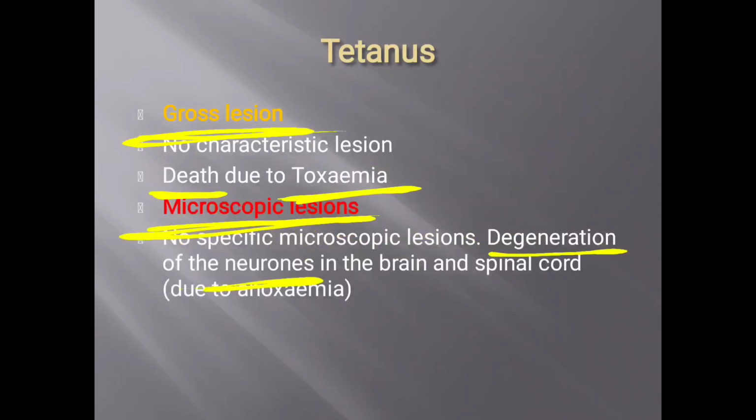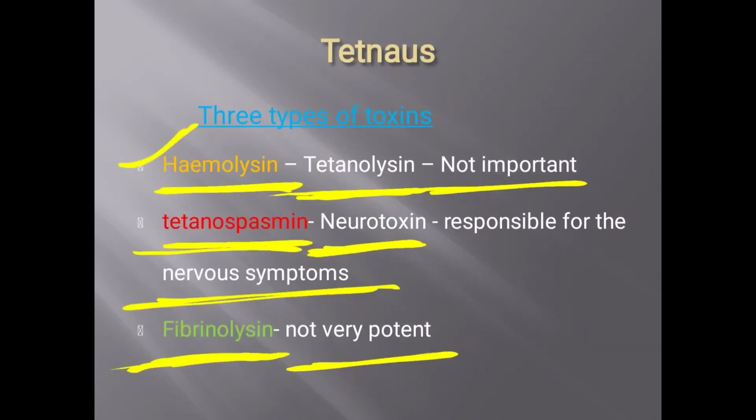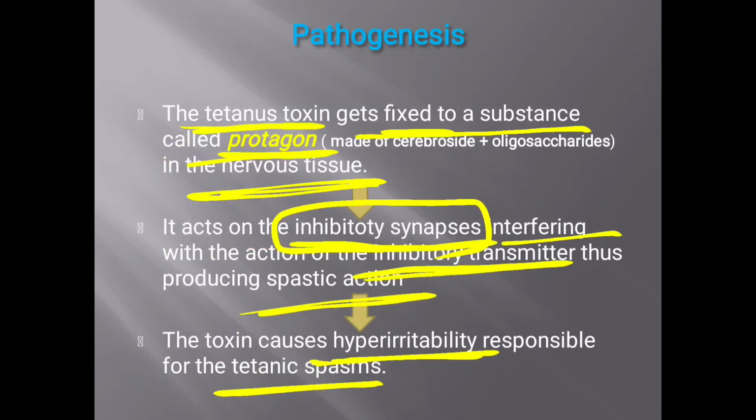In this disease you have to remember the pathogenesis and the toxins which are produced by Clostridium tetani. The pathogenesis is mainly through the action of exotoxins which interfere with the inhibitory synapses, thereby preventing the release of inhibitory neurotransmitters, which eventually leads to the hyperirritability response for the tetanic spasm. This is all about tetanus.